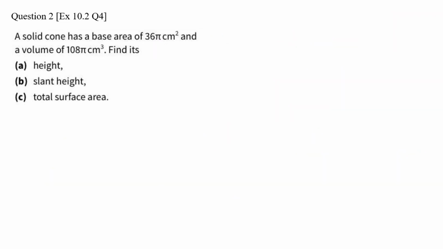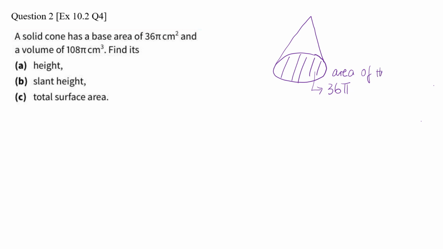Let's look at this question from exercise 10.2 question 4. The diagram is not given to you, so we will have to draw our own diagram. We are given a solid cone. Again, a solid cone you can consider as a closed cone. You're given the base area to be 36 pi. So basically the base is a circle, so the area of the circle is equal to 36 pi.